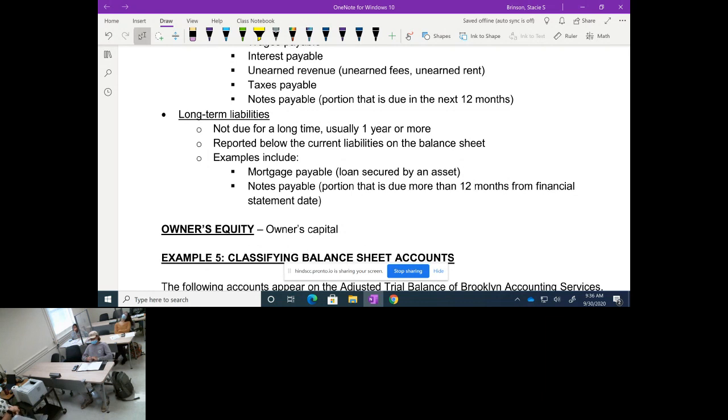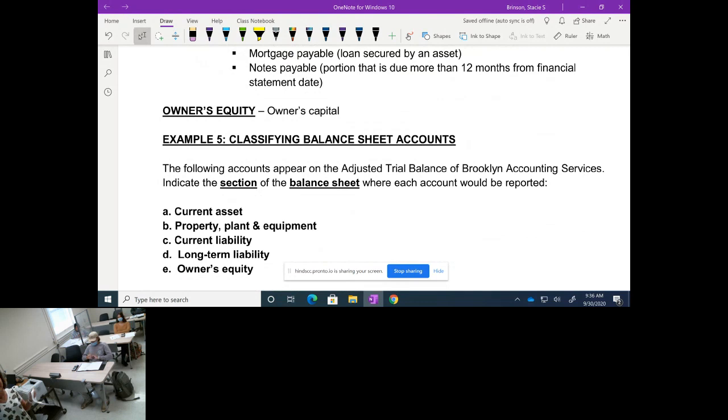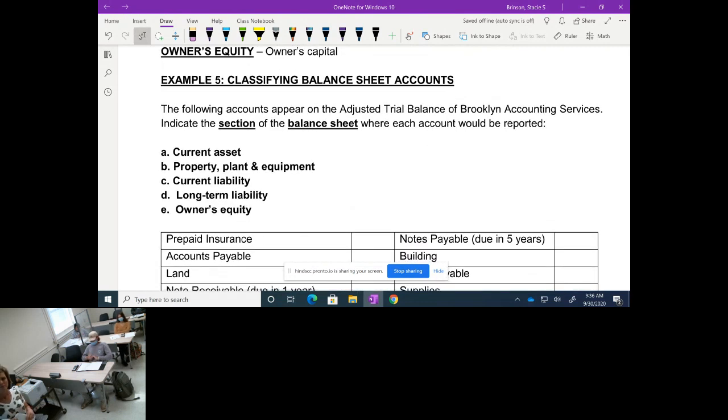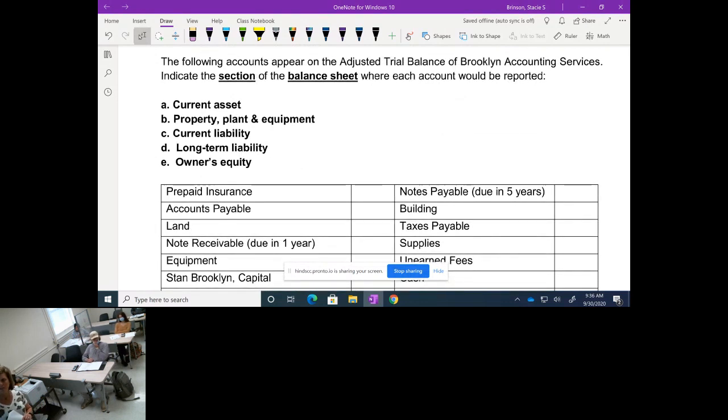Technically, a mortgage is any loan secured by an asset, so I guess our car loans could be mortgages. But when you hear the word mortgage, it's normally going to be associated with a building or a property of some sort, land. All right, owner's equity, that's not changing, but it's still present, so I just listed it there because I had the other ones. All right, so what I want to do on this exercise is just classify these things as current asset, property, plant, and equipment, current liability, long-term liability, or owner's equity, just to kind of get you used to the idea.